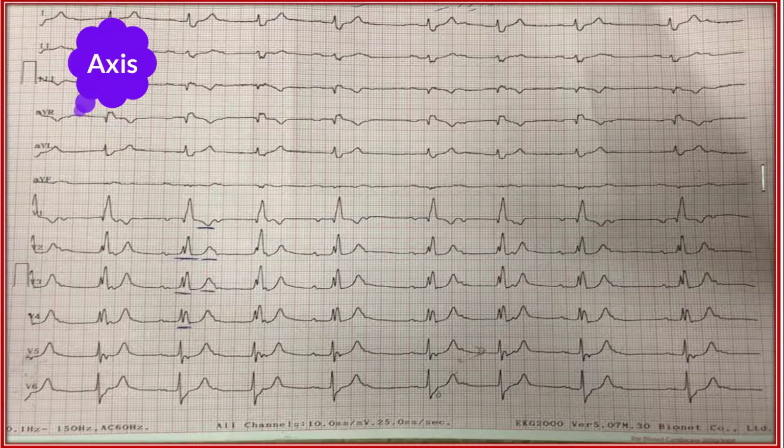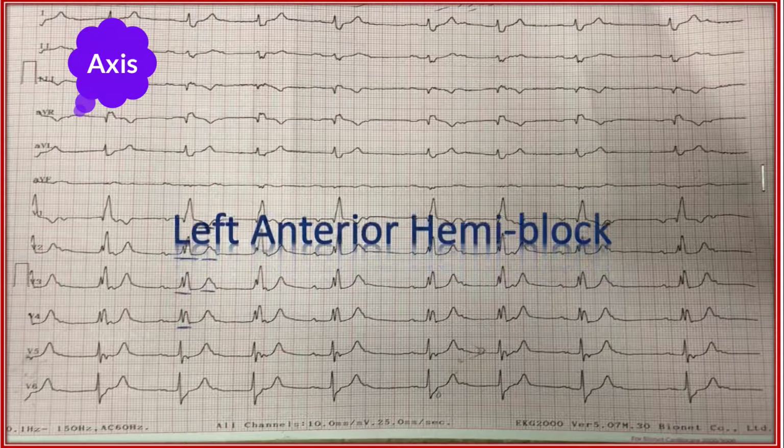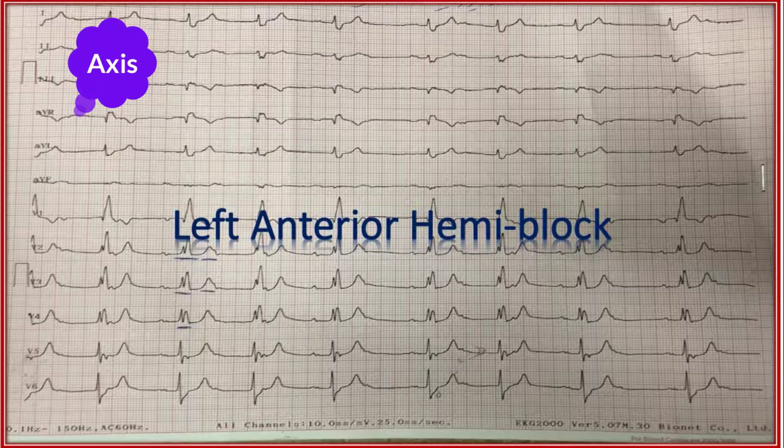Here, the QRS is negative in D2, and positive in D1, therefore we have left axis deviation. There are many differential diagnoses for left axis deviation, including left bundle branch block, left ventricular hypertrophy, old inferior MI, WPW syndrome, left anterior hemiblock and so on. We will elaborate on the cause of axis deviation in later videos. In this strip, left axis deviation is due to left anterior hemiblock.